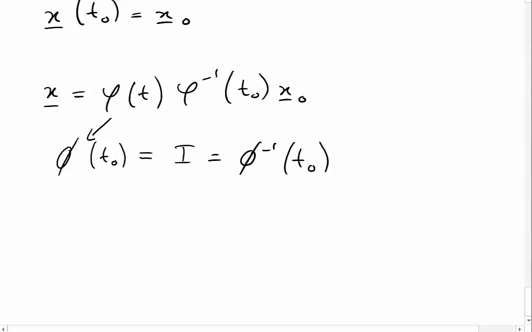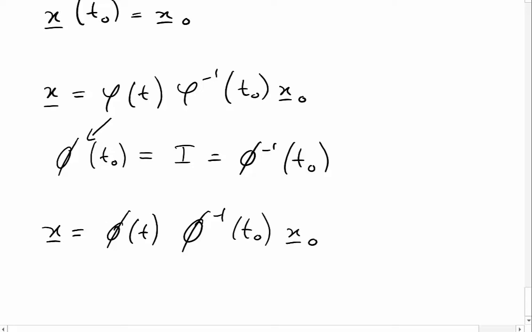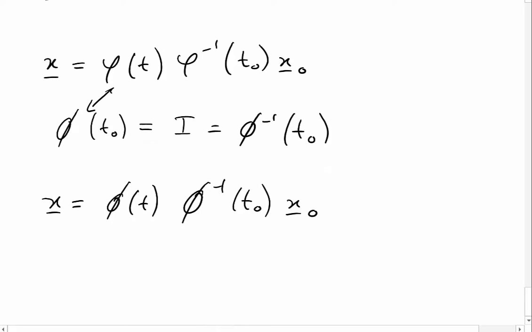Okay, so now if I just replace the two, I end up with x equals phi of t times phi inverse of t0 times x0. Okay, so basically what I've just done is replace these two. Hopefully you can see that.